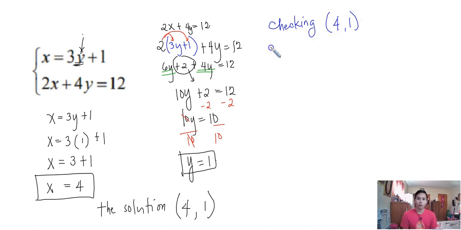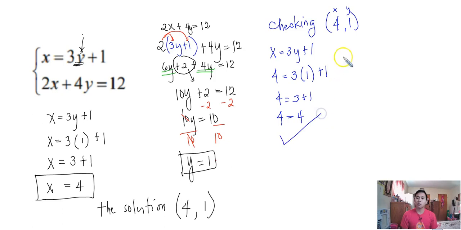So I'll go with x is equal to 3y plus 1. Of course, x here is 4. Is that equal to 3 times 1, which is the value of y, plus 1? So I have 4, 3 times 1 is 3, plus 1, which will give me 4 is equal to 4.